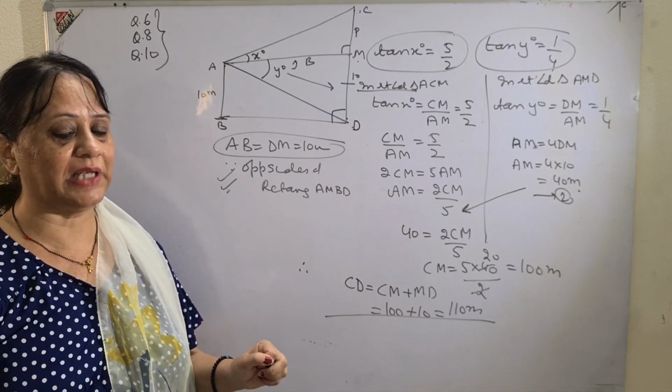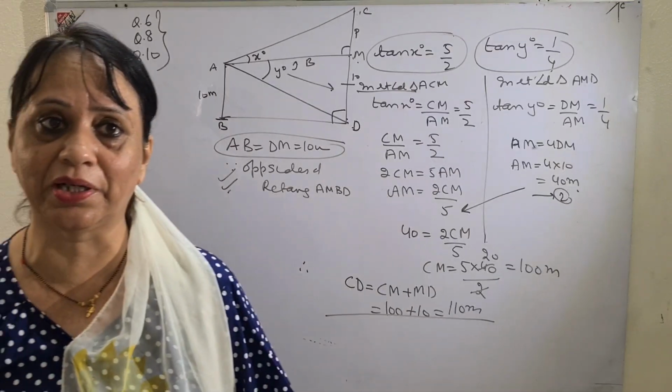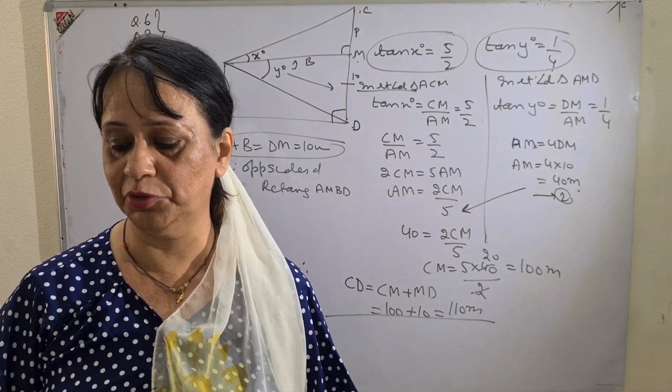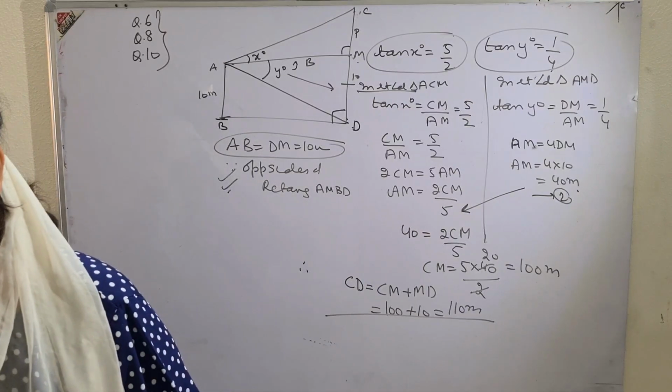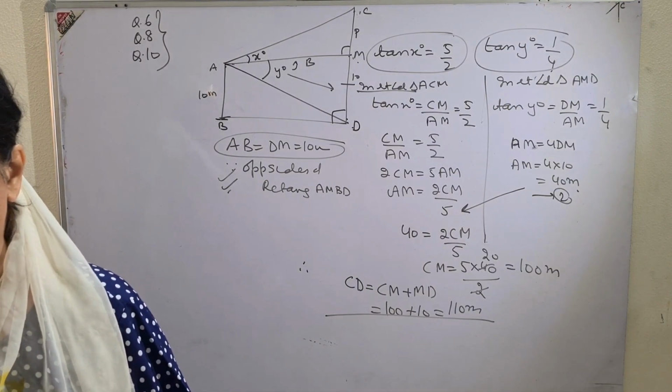And this type of sum, that is question number 6, 8 and 10, are very important for the board, pre-board, and of course second term. So please do these sums. Any doubt, you can ask me on the WhatsApp. So 6, 8, 10 I have done.